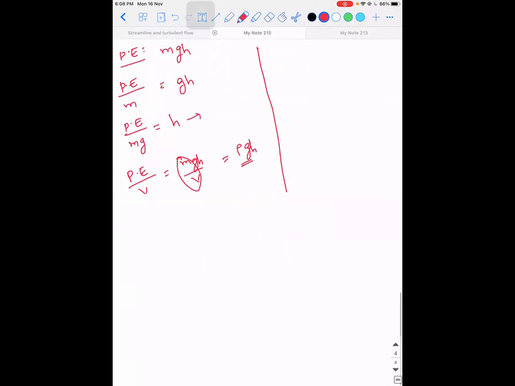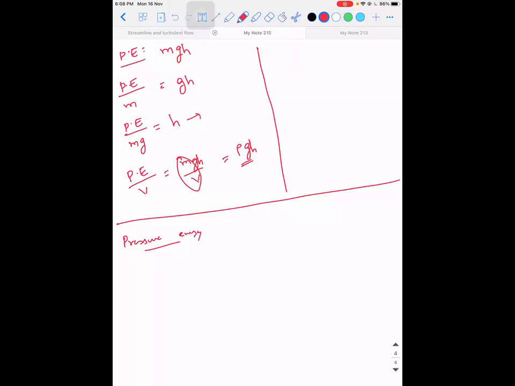Those who have learned thermodynamics will understand what I'm going to say in this. Even if you have not learned, not an issue, just concentrate on what I'm going to tell. The next type of energy I'm speaking about is pressure energy. Pressure energy is generally represented by the, actually there is no symbol for it.